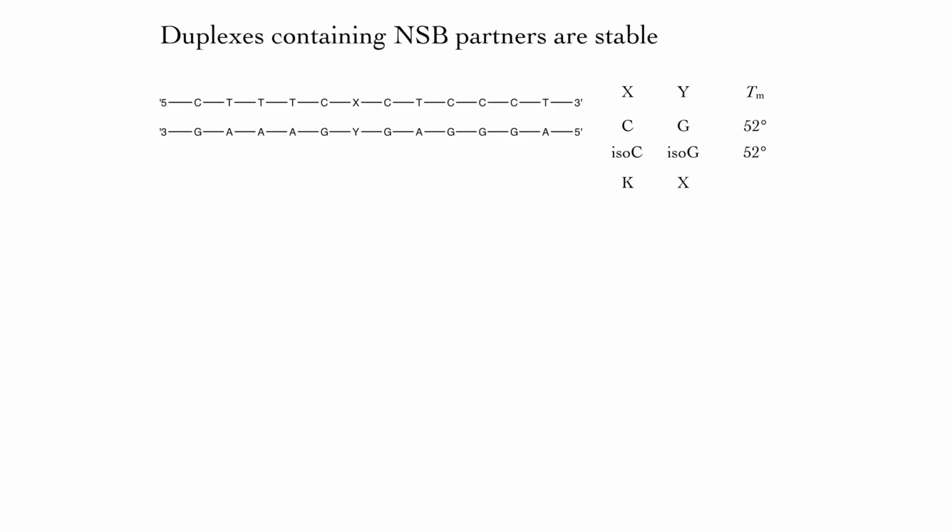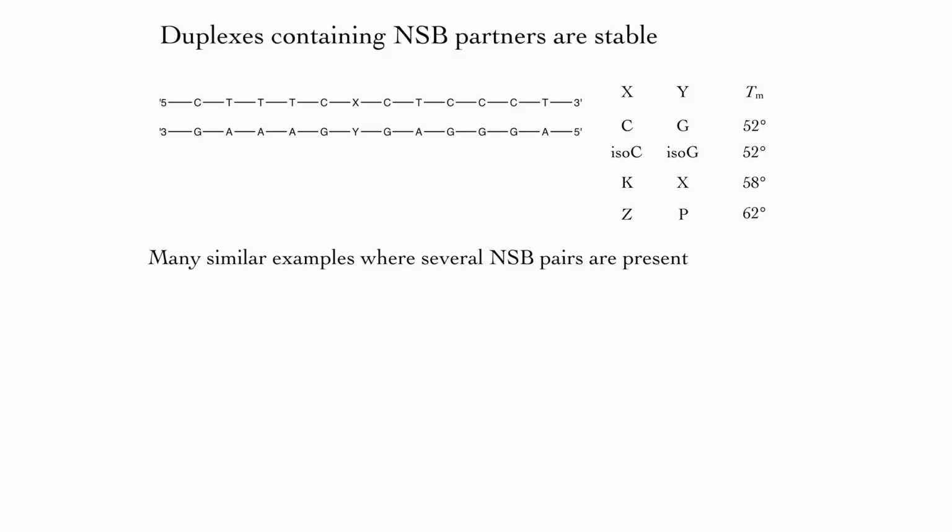Kappa and X, it's slightly higher, it's 58 degrees. And with the Z and P, it's 62. So, in fact, with Z and P, it's even more stable, 10 degrees more. Duplexes containing the ZP pair would be more stable than those containing CG. And there are many similar examples in publications which show where several of them are present, so that basically the nucleic acids behave exactly the same.